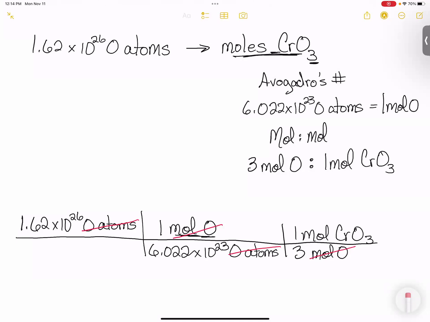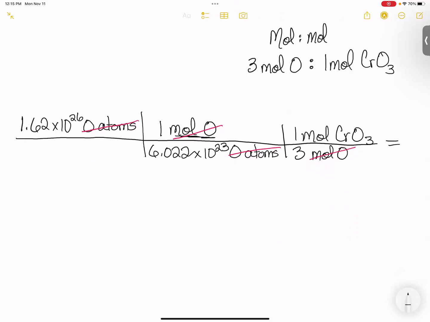Because I got to the moles of CrO3, which is what it asked me to solve for. If the substance and unit left was not moles of CrO3, I would not be done. But because this is what I was asked for, I am ready to calculate. So 1.62 times 10 to the 26 divided by 6.022 times 10 to the 23rd divided by 3 gives you an answer of 69.74195 moles of CrO3.